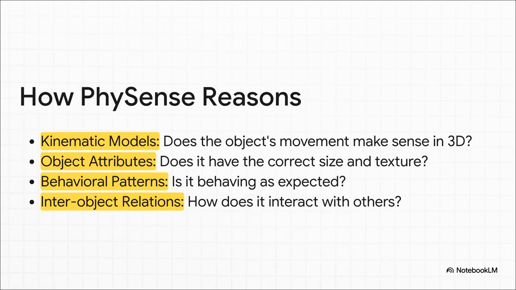So what's so special about PhiSense? Well, it's pretty clever. It doesn't just look at an object by itself. It uses common sense. It asks questions, like, does the way that thing is moving even make sense in the real world? Is it the right size and shape? And this is the big one. How are other things reacting to it? Basically, it's doing a reality check. Does what the camera sees actually match up with the basic laws of physics?